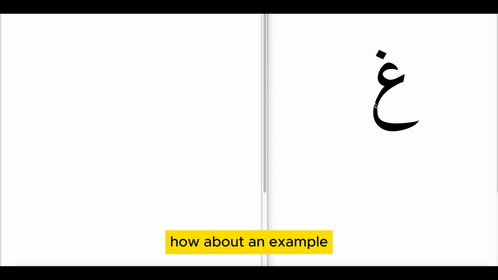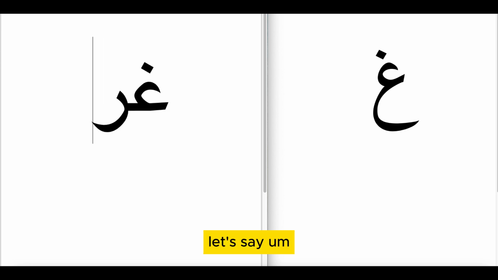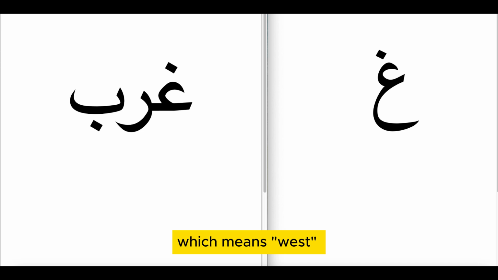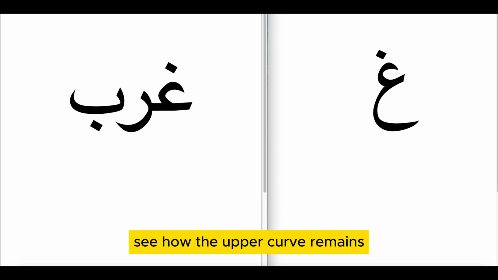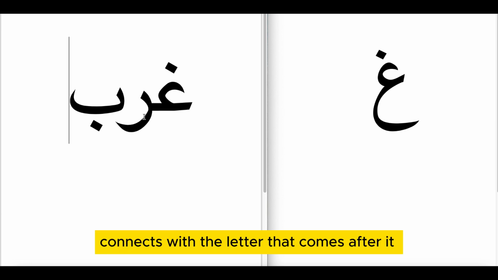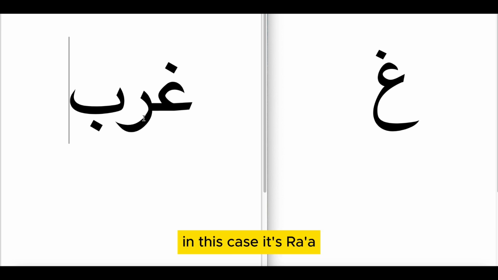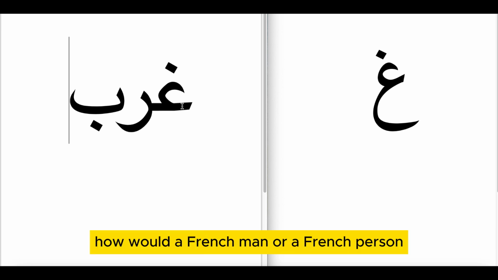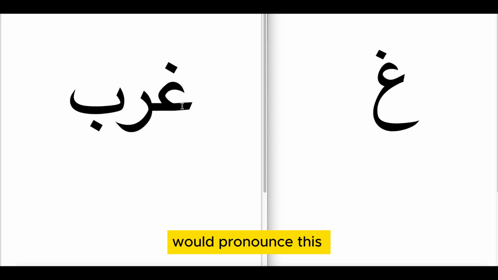How about an example? Let's start where Ghain comes at the beginning of the word. Let's say Gharb, which means west. See how the upper curve remains, yet the dangling arm connects with the letter that comes after it. Here, in this case, it's Ra. Gharb. And just curious, how would a French person pronounce this? Gharb. I don't know. Tell me what you think.